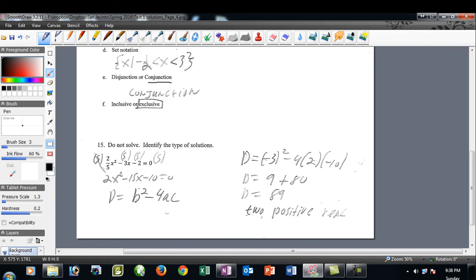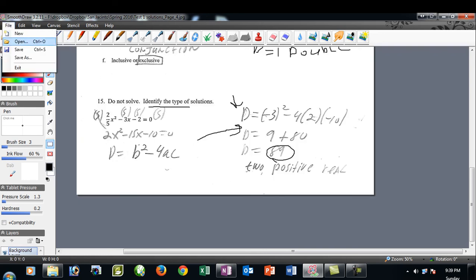Number 15 says do not solve. Anytime you say identify the type of solutions, you just want to use the discriminant. The main thing with that was I had fractions, so I gave everybody 5, so my A, B, C values were a whole lot easier to deal with than that fraction. I got 9 plus 80, 89, two positive real roots. Remember, if D equals 0, you have one double root, and if it is less than 0, which is negative, then you have two imaginary roots.